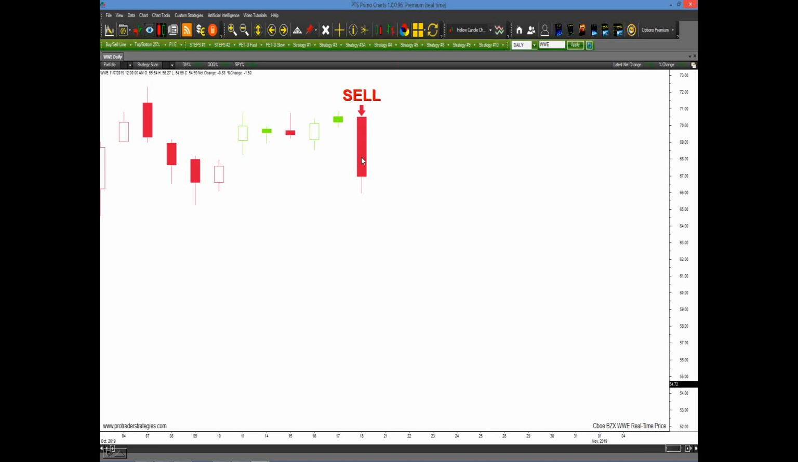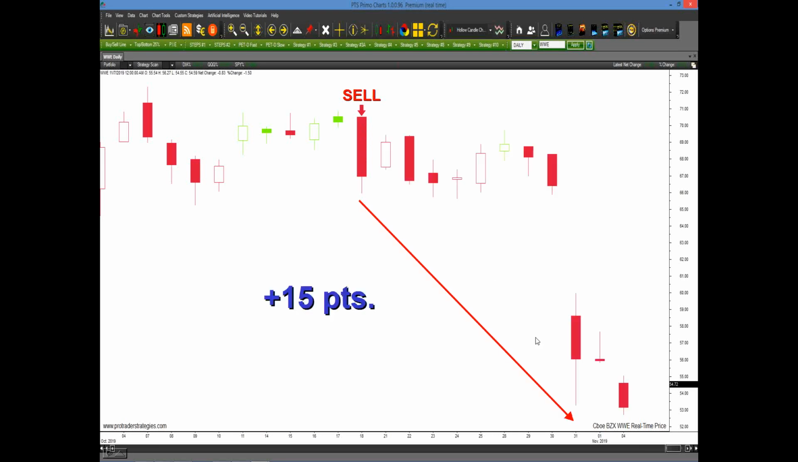So you have the choice to take this. Remember, it's your choice. This is not a system. This is not someone telling you you have to take this. It's your choice. You're in charge. But that would have been a wise decision, because the stock fell 15 points in the next couple of weeks, okay?